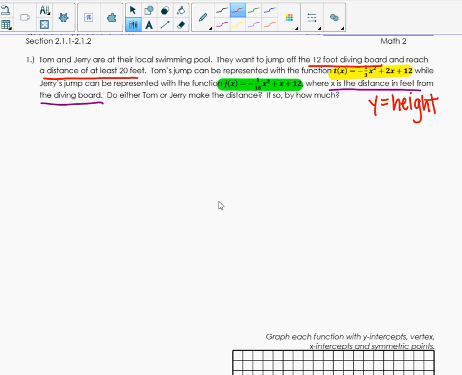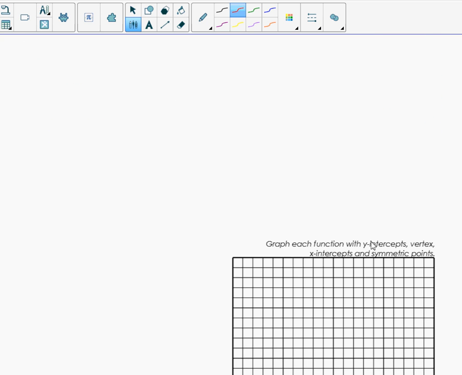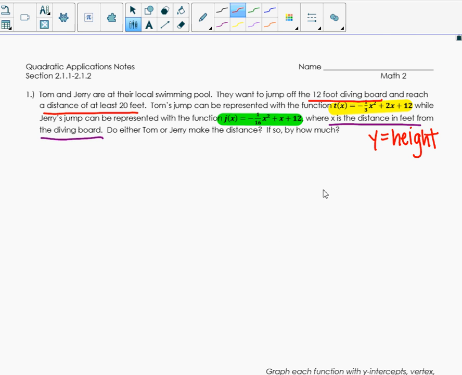And then if you look down at the bottom, before I start anything, it says graph each function with y-intercepts, vertex, x-intercepts, and symmetric points. So let's do these separately. I'll do Tom first just because he comes first in the problem, okay?